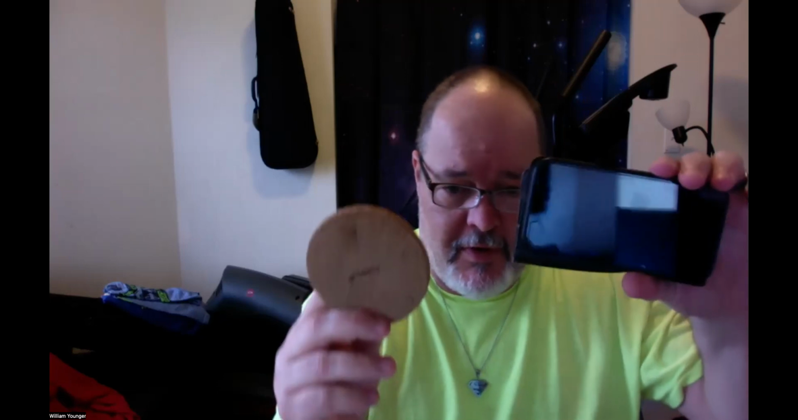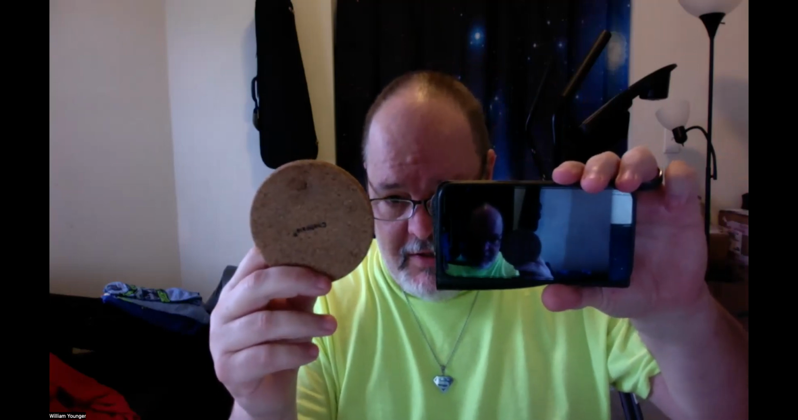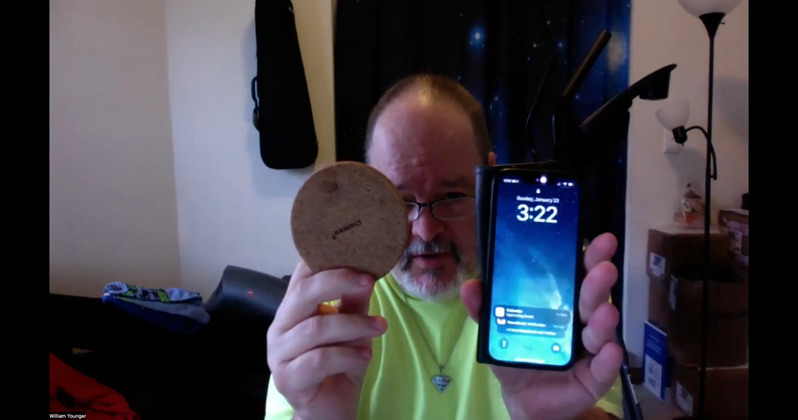So this coaster, which you've probably seen 1,000 like it, little coasters made out of cork, is exactly 10 centimeters in diameter. If you're not that familiar with that, maybe you're more familiar with the iPhone 13 Pro. So that gives you some idea of the relative sizes. You could also say 3.93 inches is really, really close to 10 centimeters. So 10 centimeters is really close to 4 inches, a little bit smaller than 4 inches, but it's really close.